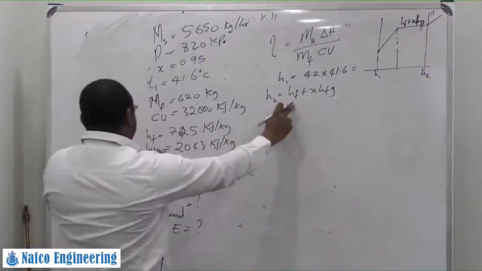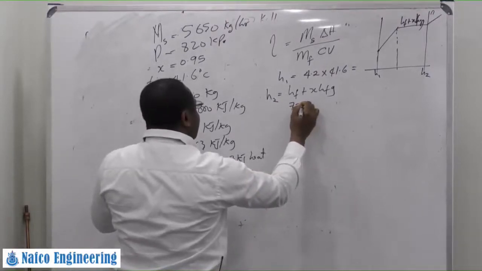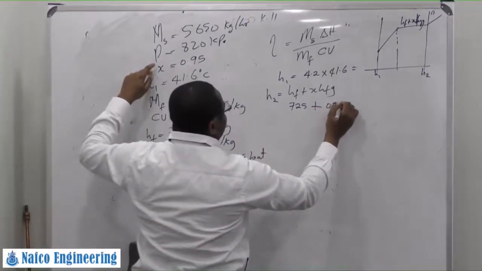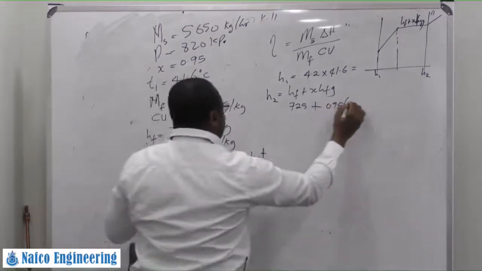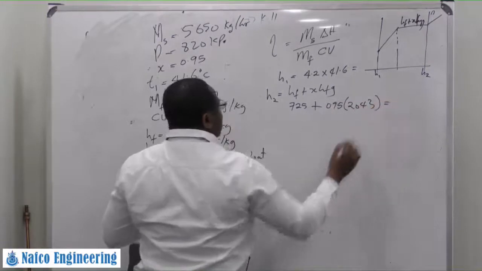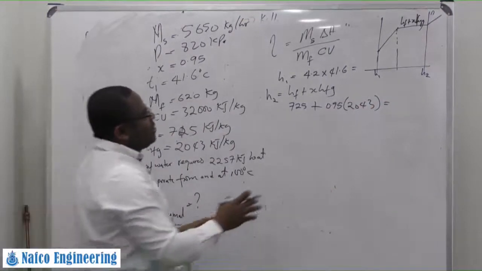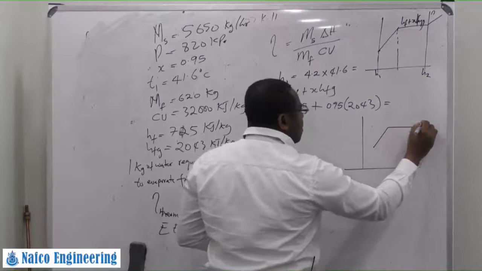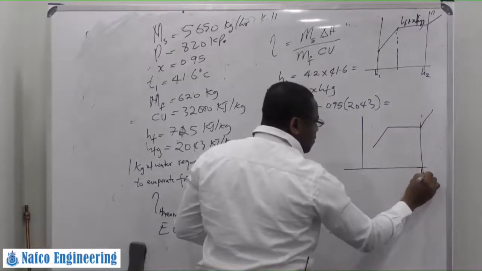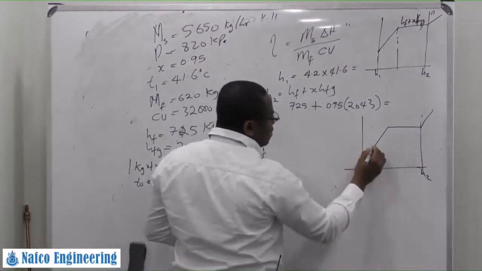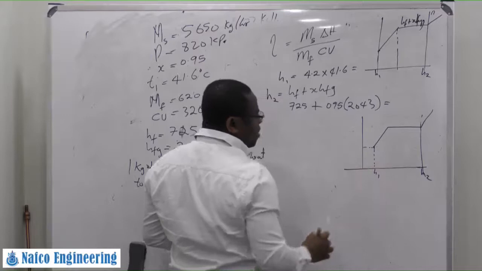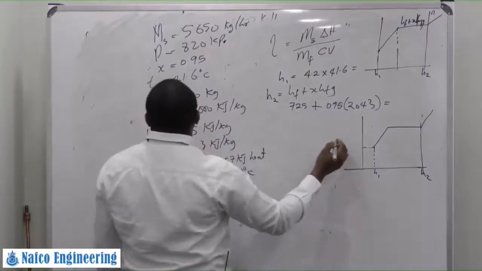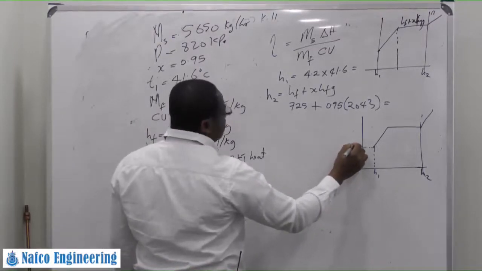Okay, so we have HF as 725 plus the condition 0.95 into HFG as 2043. Let me just sketch like this. We're talking about this H2 here, and this is the condition H1, the condition for the water entering the boiler at 41.6 degrees.